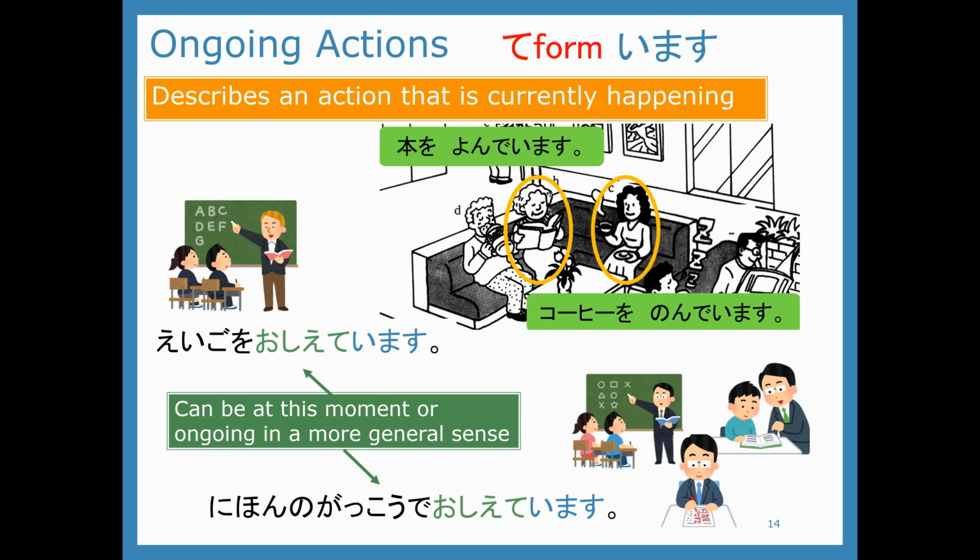So, for example, right now at 7:52 p.m. on August 21st, 2020, I am teaching Japanese. Nihongo o oshiete imasu. But I can use the same phrase to tell you what I'm doing in Denton, what I'm doing at UNT, what I'm doing with my life. 日本語を教えています。So let's take a look at a couple of examples.